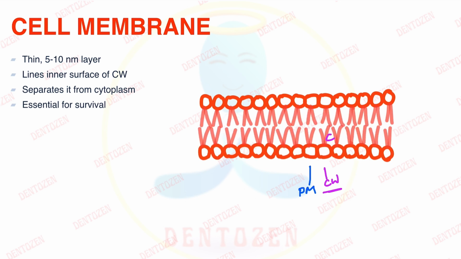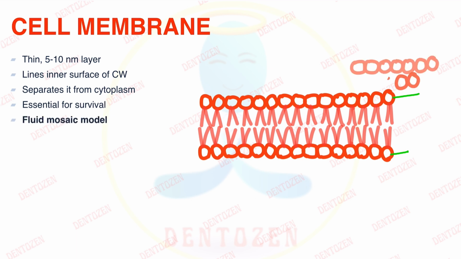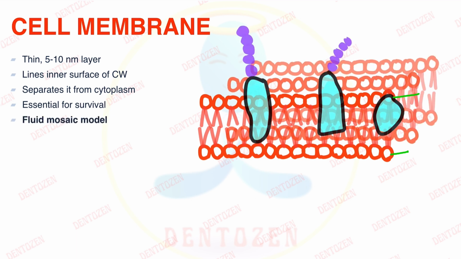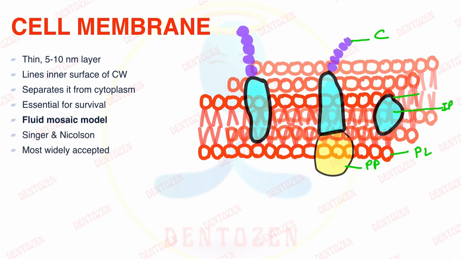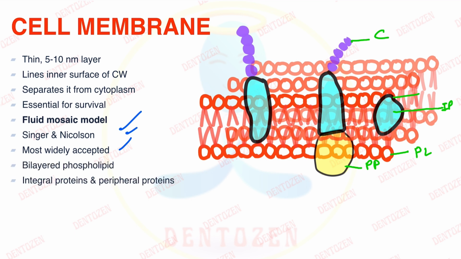Now this plasma membrane is made up of a phospholipid bilayer, 2 layers. So 2 layers of phospholipids are there, and the model which describes the cell membrane is called the fluid mosaic model. That is, in this fluid mosaic model, it is a mosaic of so many things. Phospholipids are there, then integral proteins, and then peripheral proteins on the periphery, then carbohydrates. This model was given by Singer and Nicolson, and it is the most widely accepted model. That can be a viva question. So: bilayered phospholipid, integral proteins, peripheral proteins, and then we have lipoproteins and carbohydrates.